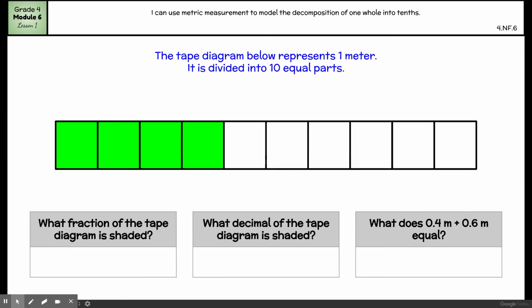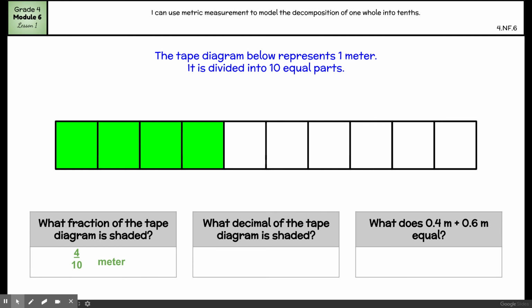All right, let's switch now from a number line over to a tape diagram. We can continue to write decimals and fractions with tape diagrams. This tape diagram represents 1 meter. I want you to visualize that this whole thing from 0 all the way to 1 whole is 1 meter, and it's divided into 10 equal parts. We've seen fraction bars like this, also called tape diagrams. So what fraction of the tape diagram is shaded? Well, I see 4 green out of 10 pieces total. So that would be 4/10 of the meter.